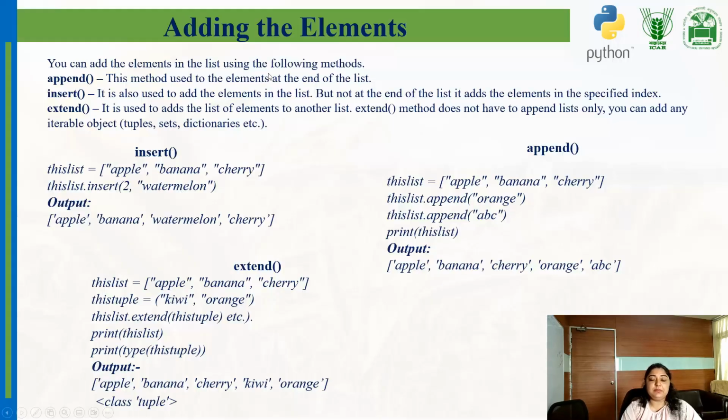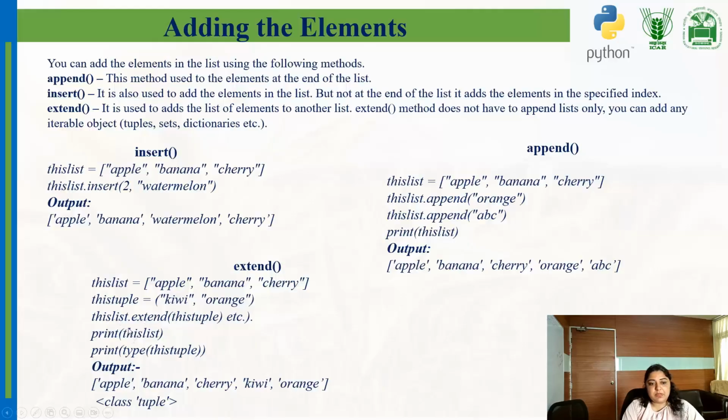Then using the append method, you add the element at the end of the list, like apple, banana, cherry. If you use this list dot append orange, that means you are adding orange after cherry. Then you are adding ABC at the end. Then using the extend method, you add a different data structure, like a different iterable object. With a list you can concatenate a tuple, list, set or dictionary. For example, this list equals to this and this tuple equals to this, kiwi, orange.